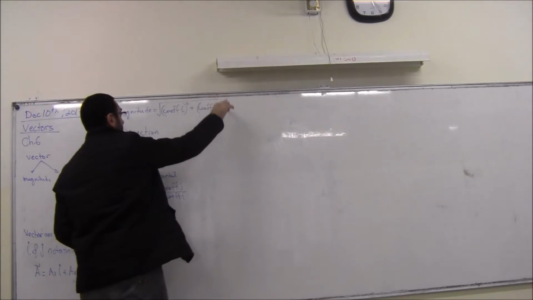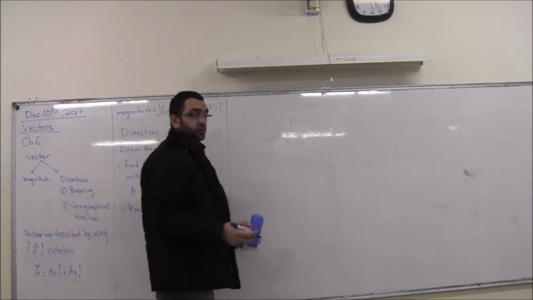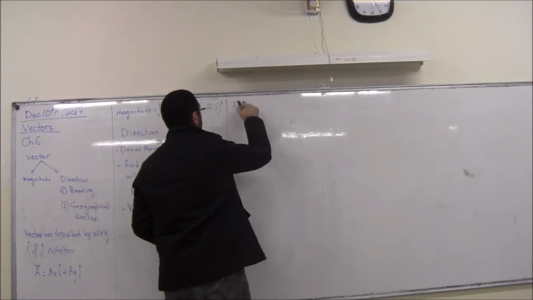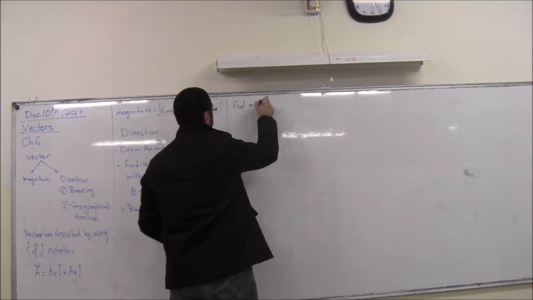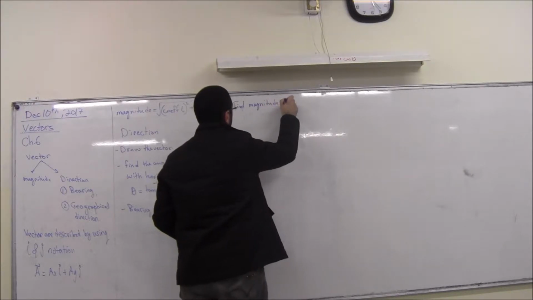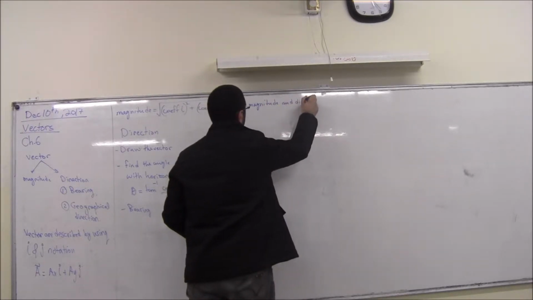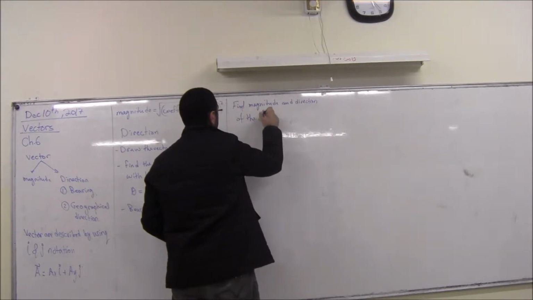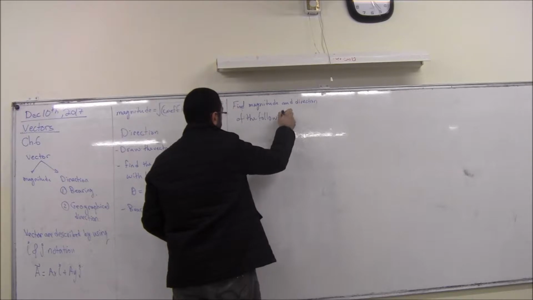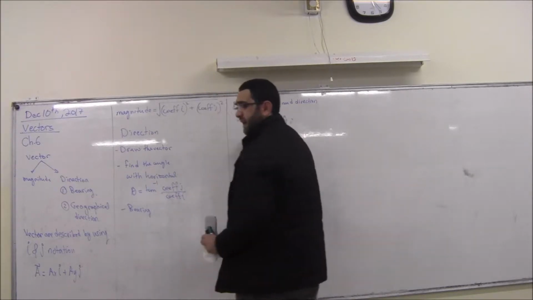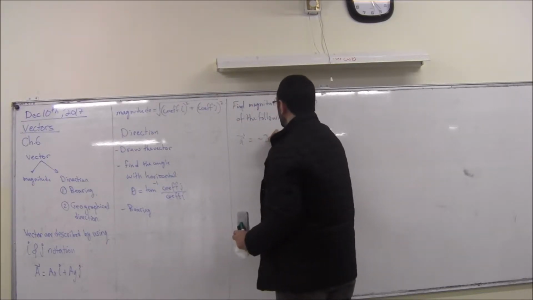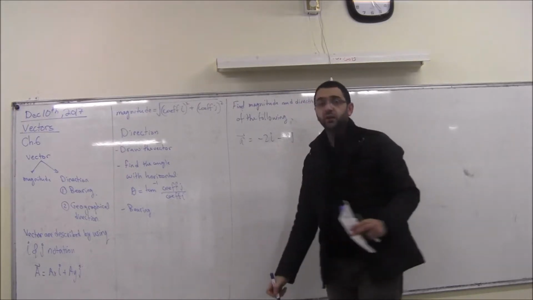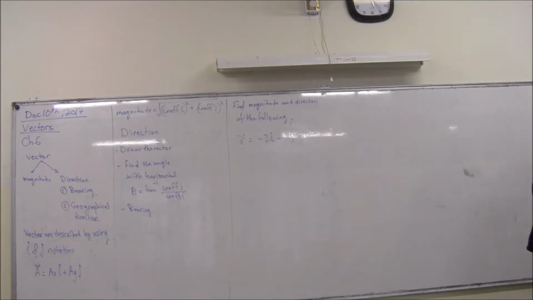Okay, we have an example. Find the magnitude and direction of the following. The vector A equals negative 2i minus 8j. Okay? And in order to find the magnitude, it's easy.